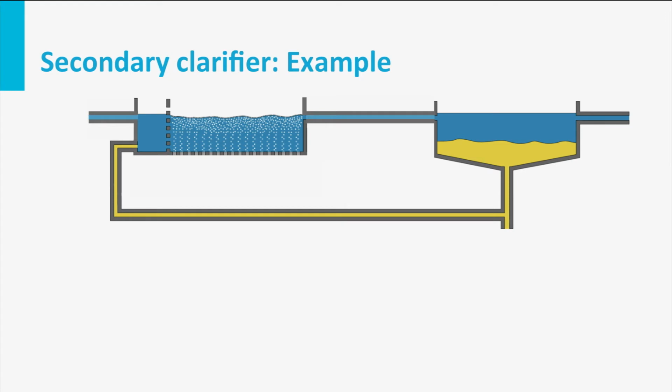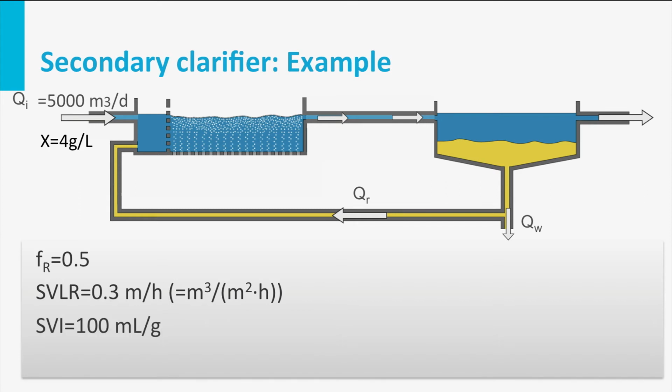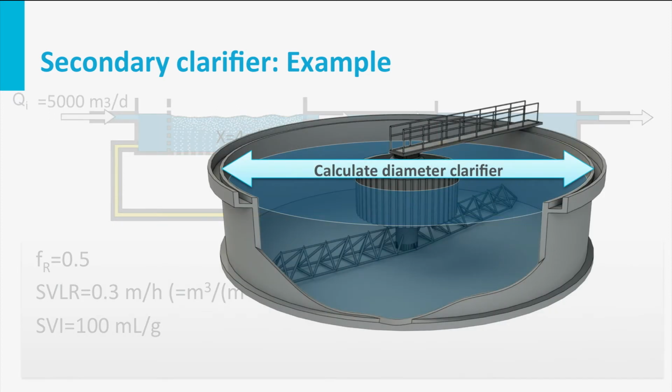We take the following situation. An influent flow of 5,000 cubic meters per day combined with a sludge recycling ratio of 0.5. A given sludge volume loading rate of 0.3 cubic meter per square meter per hour, and the sludge has an SVI, sludge volume index, of 100 milliliters per gram. With these data, you should now be able to calculate the diameter of the settling tank.